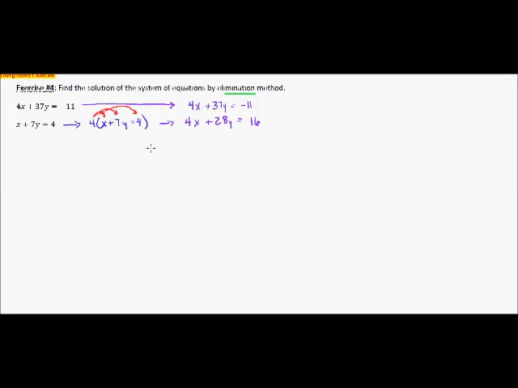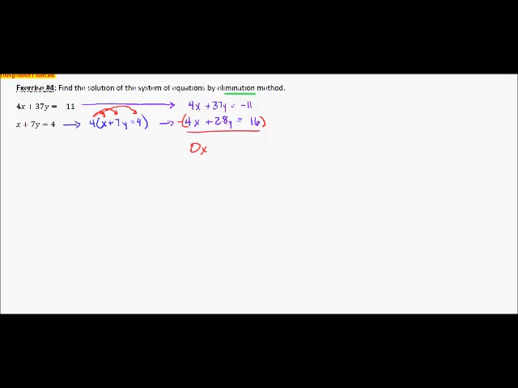Okay? And what can I do to these two? Again, if I add them, 4x and 4x is going to be 8x. That's not going to eliminate that variable. And 37 plus 28, that definitely isn't going to eliminate that variable. So I'm going to subtract these. Alright, I'm going to put in my parentheses and my subtraction. So 4x minus 4x, well, that's going to give me 0x.